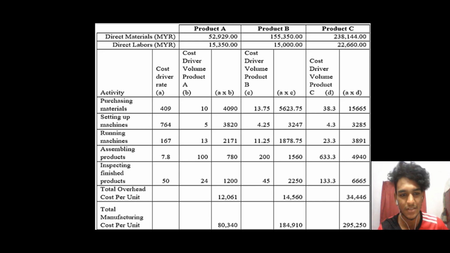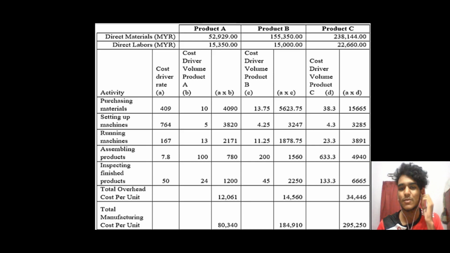For running machine, 167 times 23.3, and you'll get 3,891. 7.8 times 633.3, and you get 4,940. As the last activity for this calculation, inspecting finished products, 50 times 133.3, and you get 6,665. Add all these 5 together as you did before, 34,446, and for the total manufacturing cost per unit.